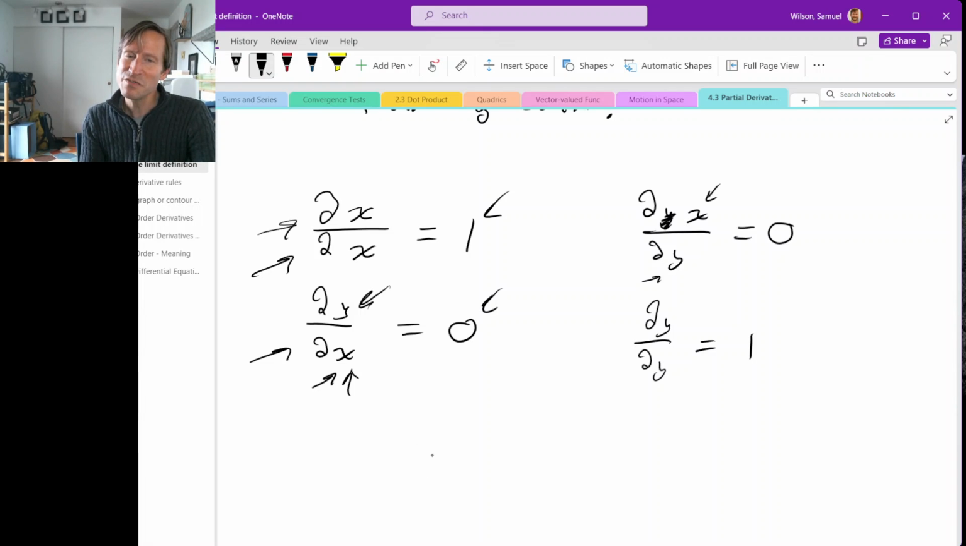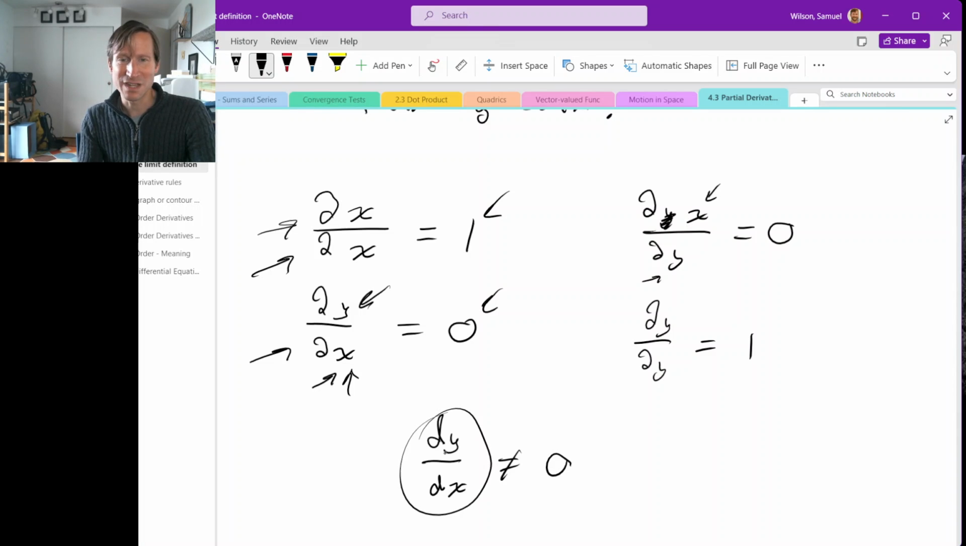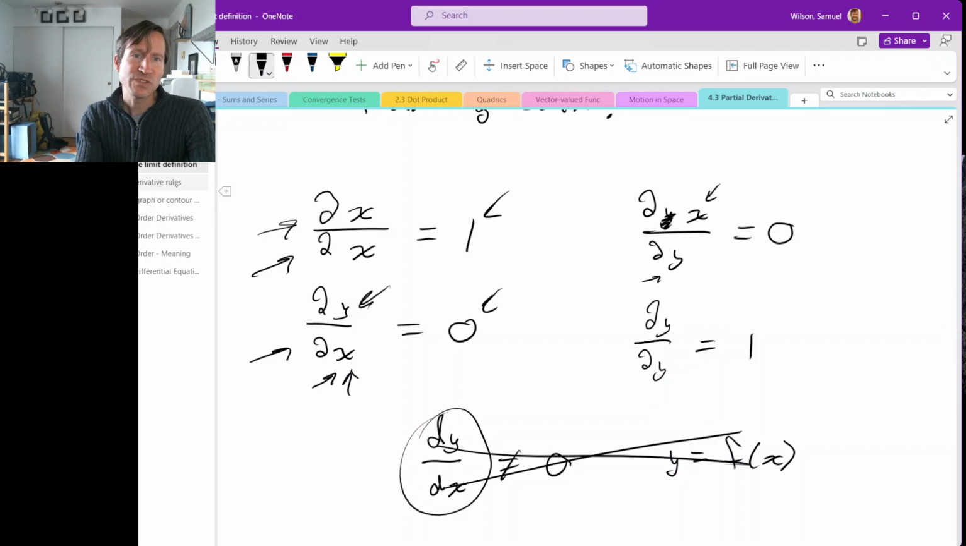Notice this is very different than the single variable situation, where when we write something like dy dx, this is usually not 0. Usually when we write dy dx, we're writing this because y is actually a function of x, and so y isn't independent of x, it's dependent on x. So that's the main difference when it comes to calculating partial derivatives. So let's look at an example.